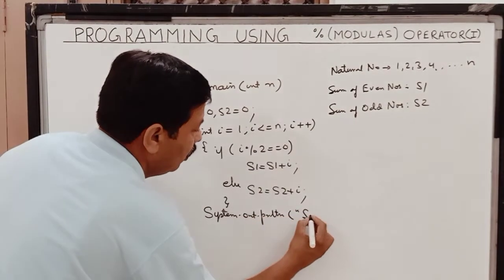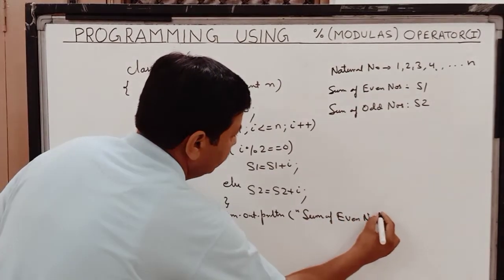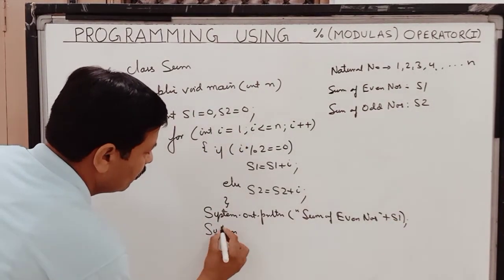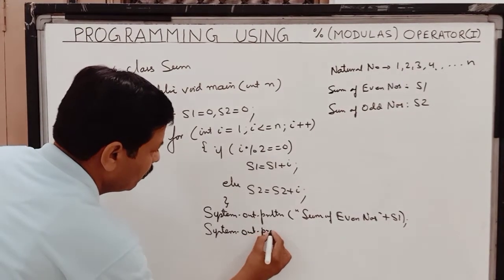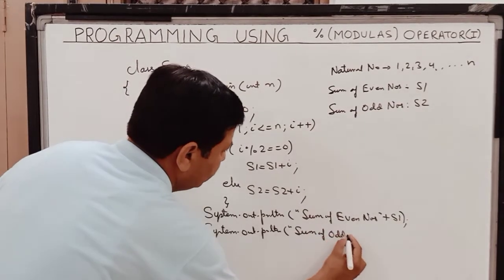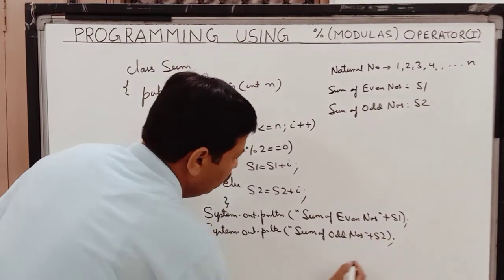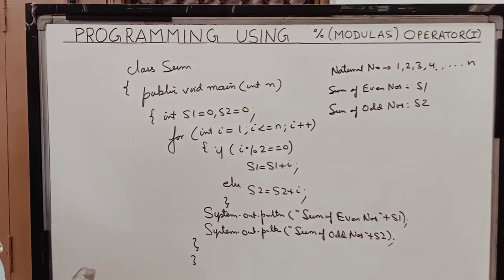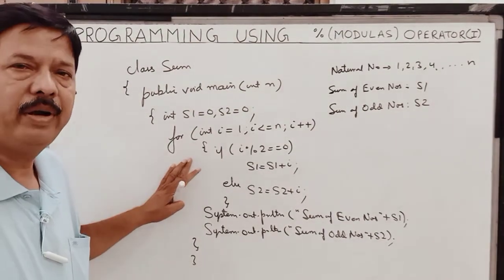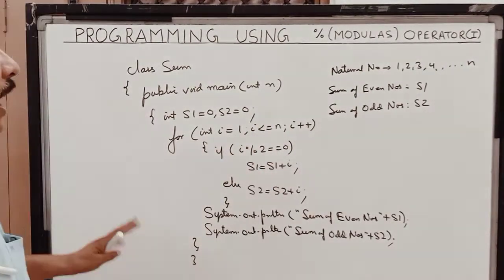So sum of even numbers, S1, sum of odd numbers, I print in S2. So children, this program has come in the board exam also, and this is where we are finding out the sum of odd numbers and sum of even numbers for the first n natural numbers. I hope this is clear.